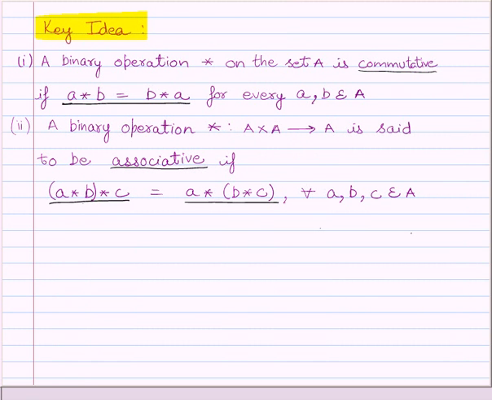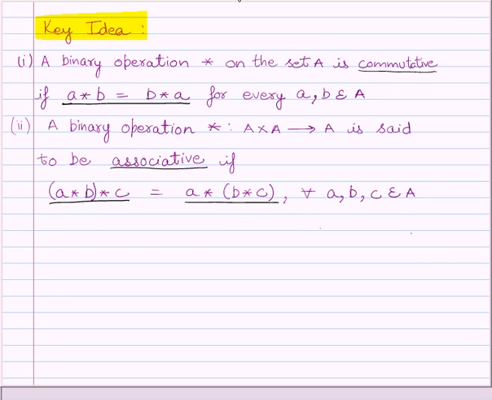We know a binary operation star on set A is commutative if A star B is equal to B star A for every A, B belonging to set A. Now, a binary operation star from A cross A to A is said to be associative if A star B star C is equal to A star bracket B star C for every A, B, C belonging to set A.